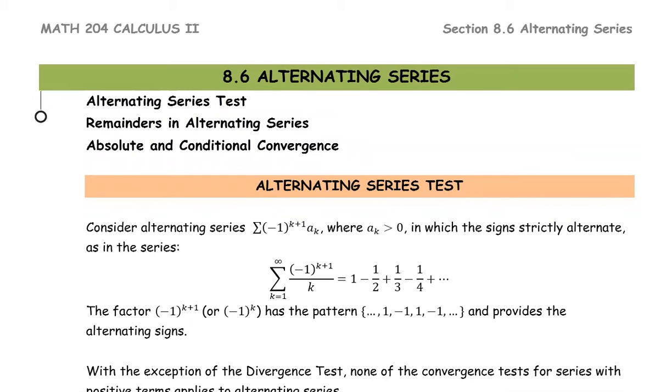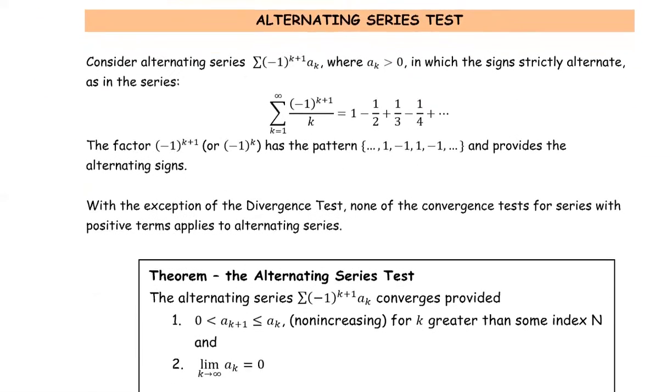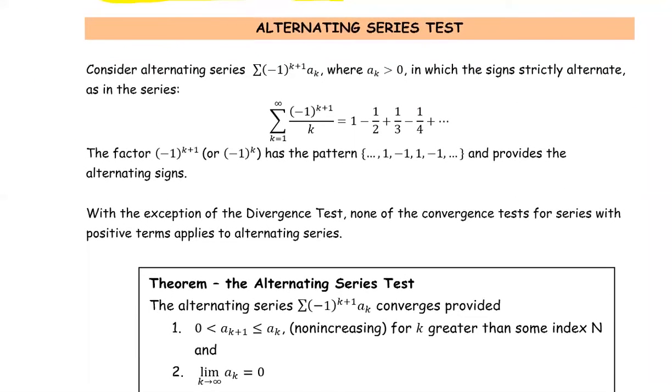Section 8.6 Alternating Series. In this section, we will look at alternating series tests, remainders in alternating series, and absolute and conditional convergence. Let's consider the alternating series in the form of the summation of (-1)^(k+1) times ak, where ak is greater than 0.